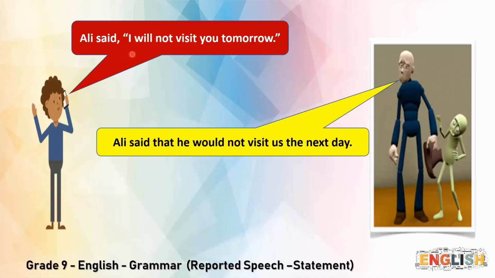Here we have I, which becomes he. Will becomes would. You becomes me, and tomorrow becomes the next day. Okay, what's in common between these two sentences? Very good, they have the same meaning. The first sentence is called direct speech, and the second sentence is called reported speech.